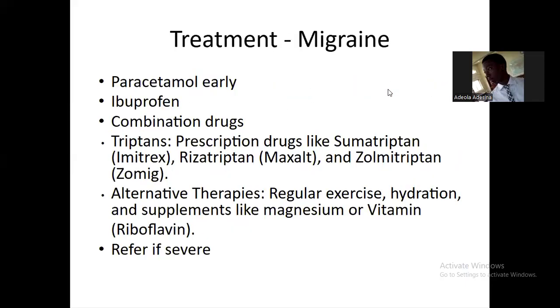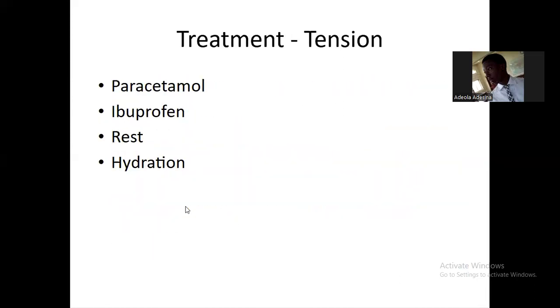How do you treat migraine? Paracetamol, ibuprofen. There is a class of drug we call triptans, like sumatriptan, right? Then, alternative therapy like hydration, drinking water, supplements like magnesium and vitamins, and then after this you refer. So that's number two. Number three is the sinus headache.